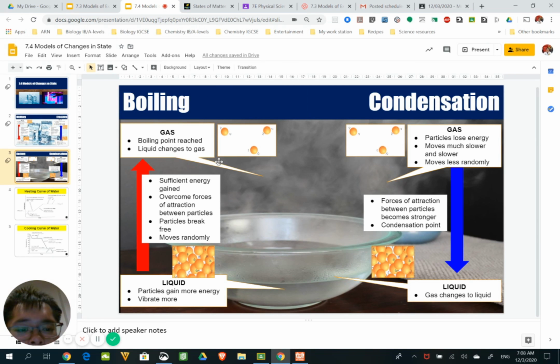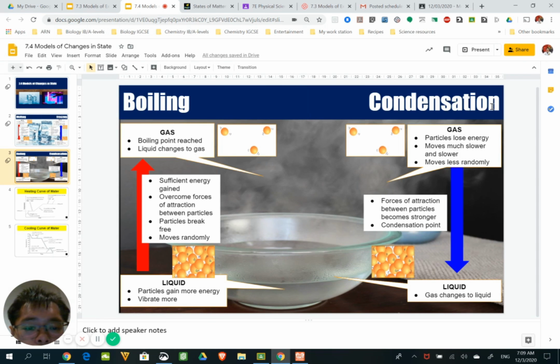And same goes for the condensation. Okay, it is the opposite of boiling. You'll notice that I have placed the two processes side by side so that you'll be able to understand one gains energy and the other loses energy.